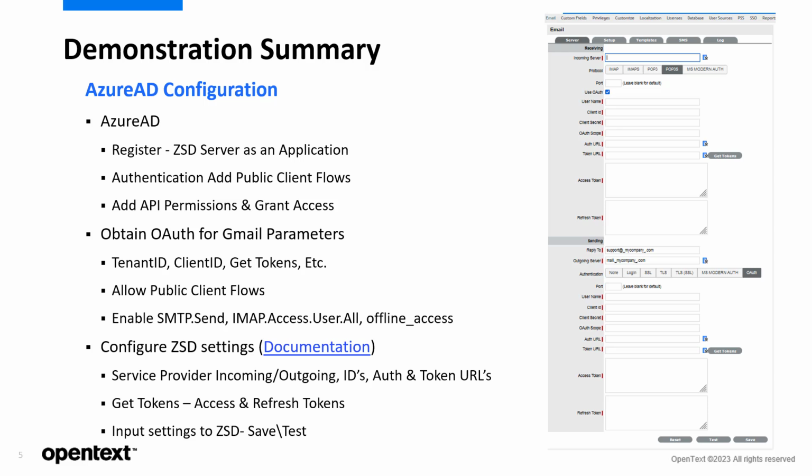Then we configured the ZSD settings with the documentation. We used the service provider incoming and outgoing servers. We obviously have this service desk account, the IDs, the auth and token URLs. We went ahead and put all those into service desk and we selected get tokens for the access and refresh tokens. We copy those into ZenWorks Service Desk so that the authentication is complete, and we hit save and we confirm that the test was good.